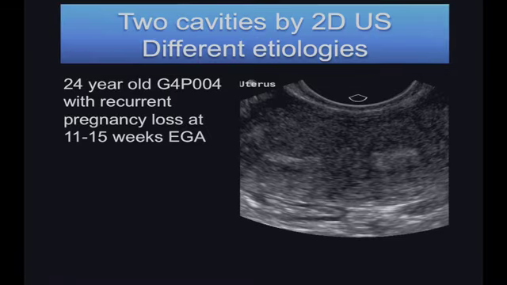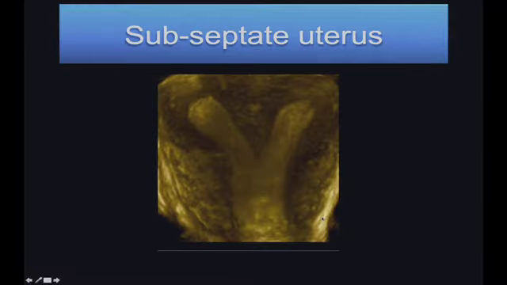So let's first look at this patient, a 24-year-old gravida-4, para-4, with recurrent pregnancy loss at 11 to 15 weeks gestational age. So we can see our first patient with two cavities. We do our reconstructed coronal plane, and we have what we call the septate uterus, where we have a partial septum and a smooth fundus.